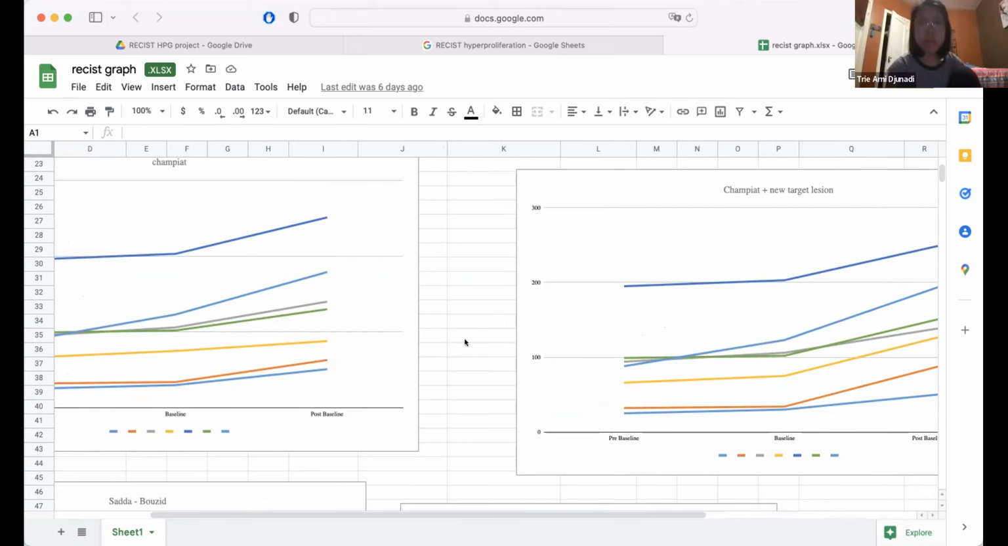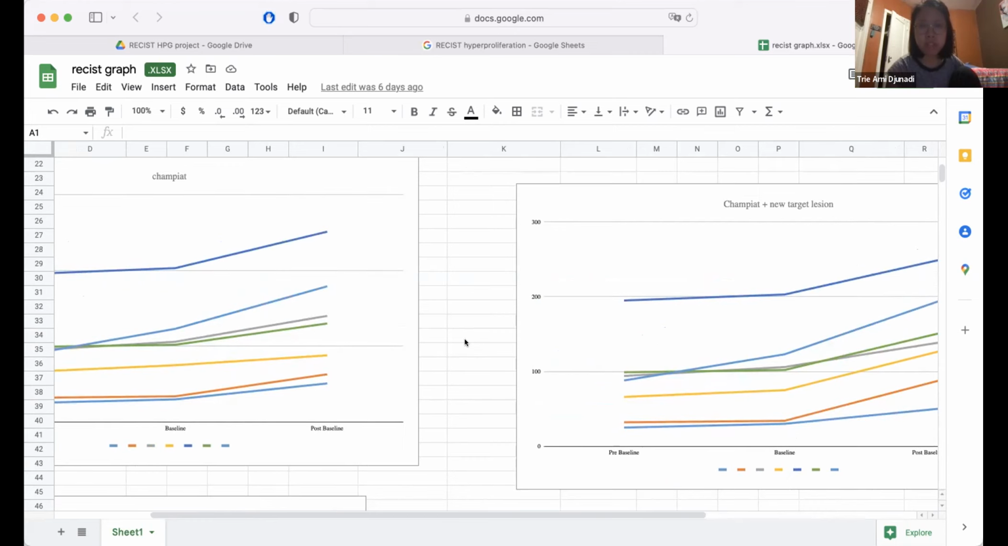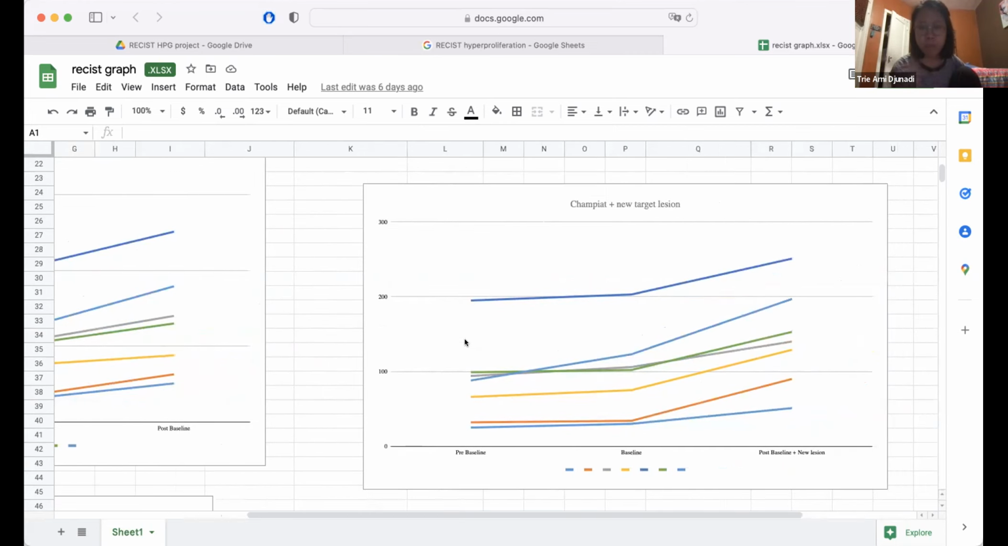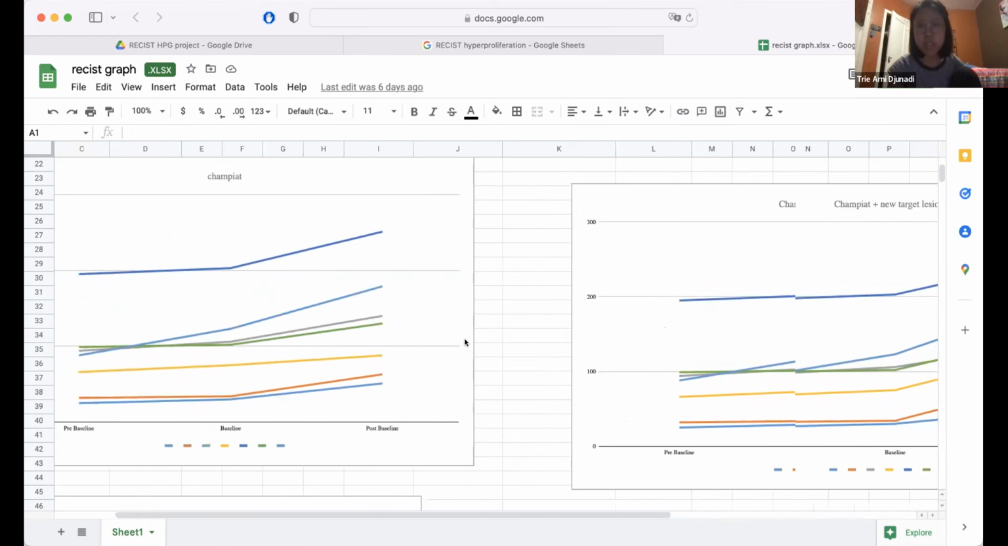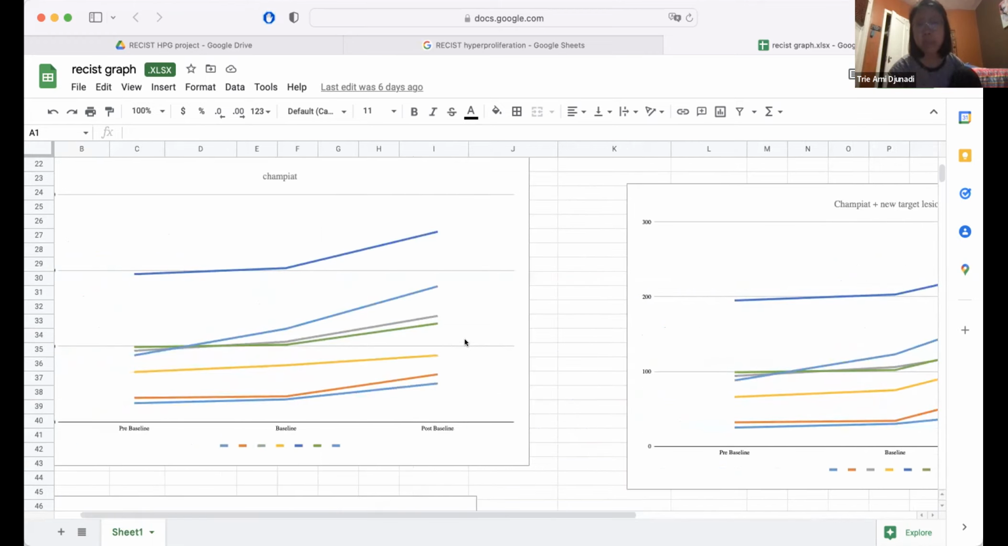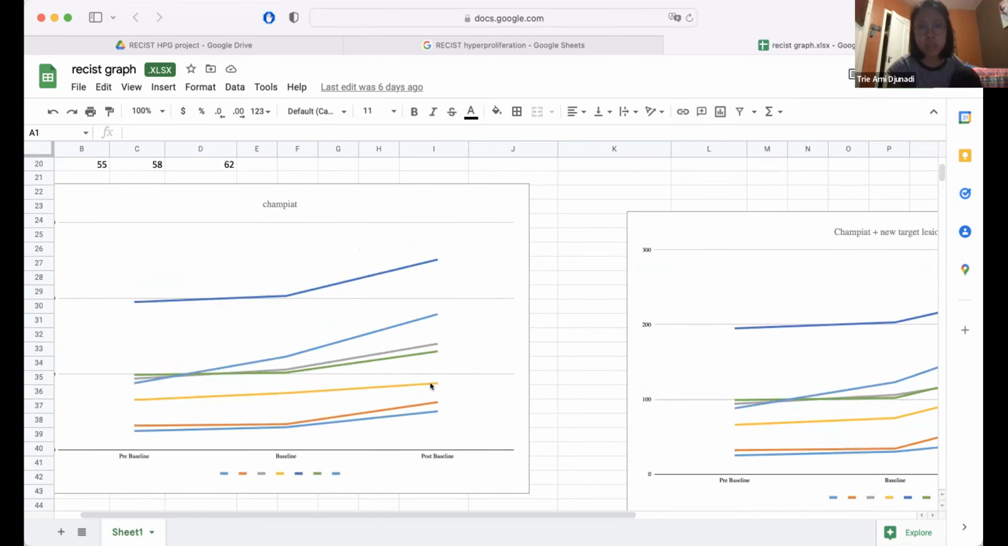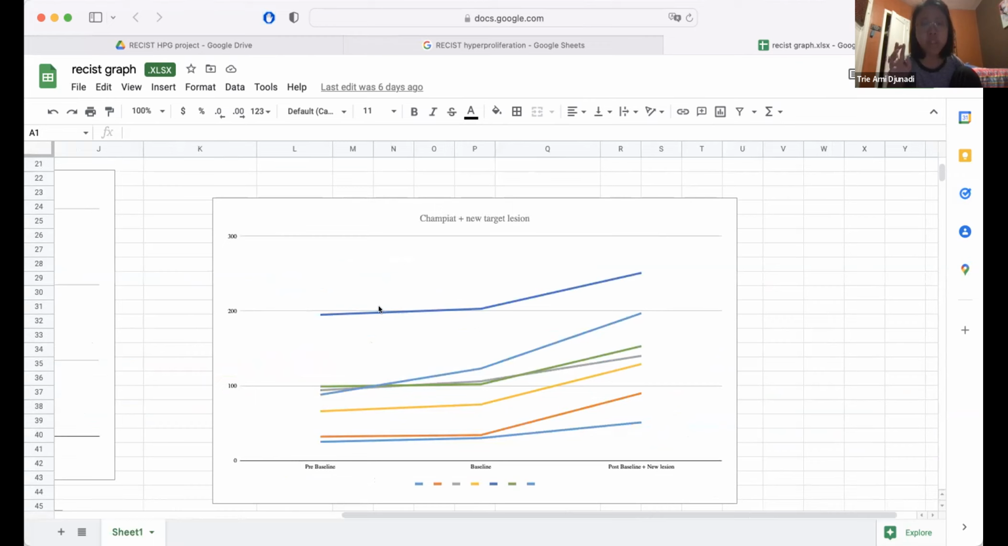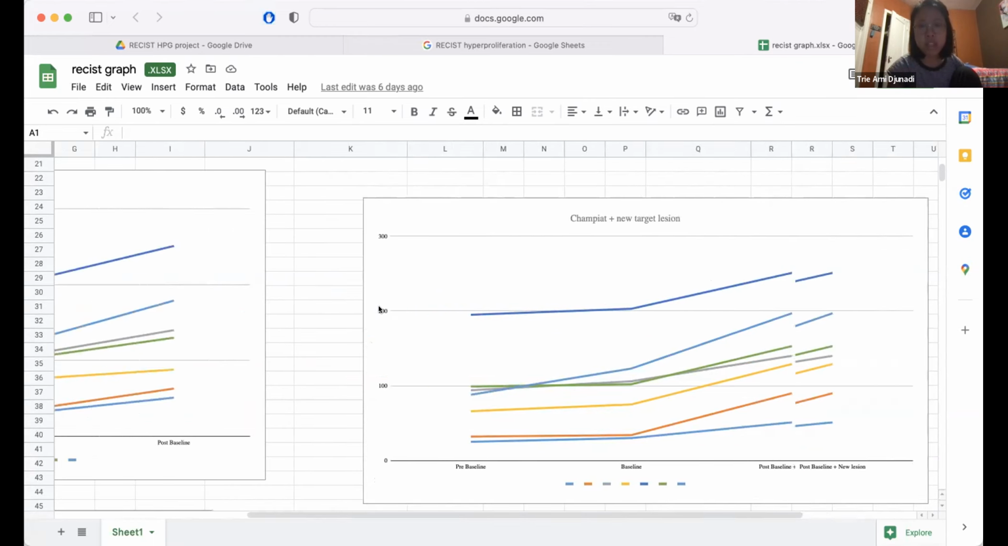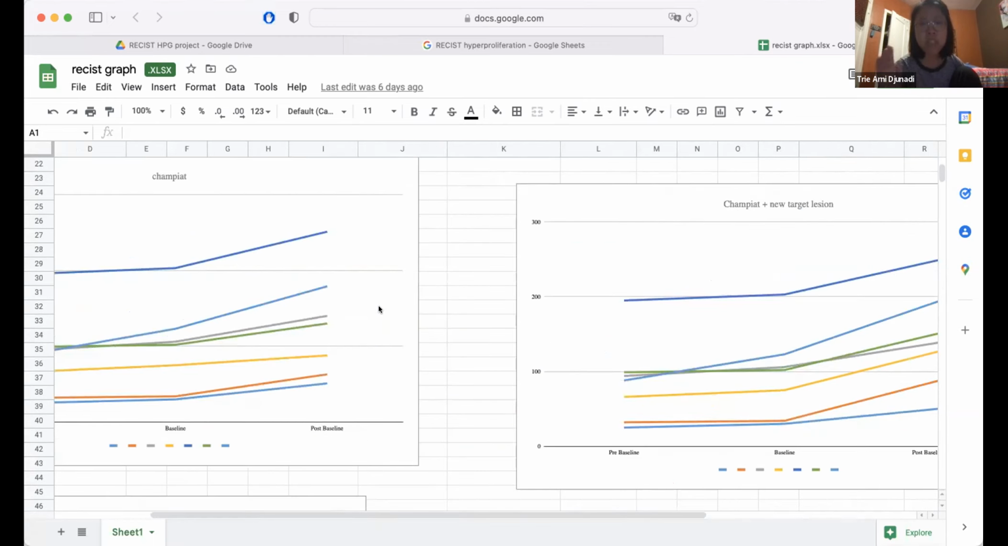Yeah, so okay, first, before we go to the question you asked, I will show this also. This is the one we did for only Champion, because we have 7% for Champion. So this is without the new lesion. This is with the new target lesions. It's just an increase of the slope a little bit.